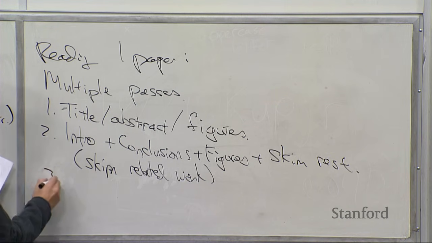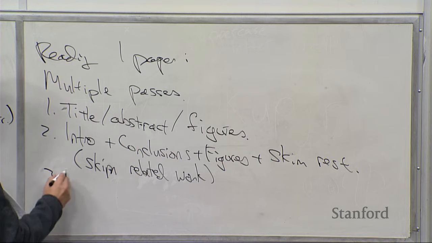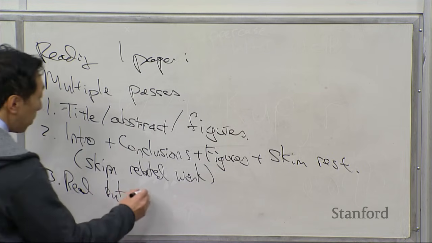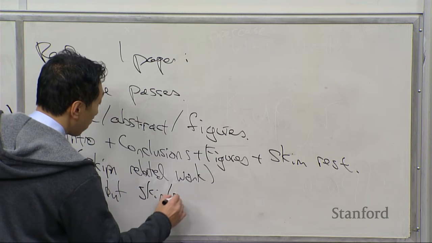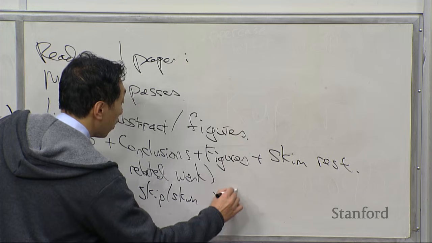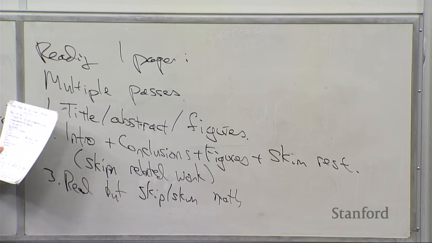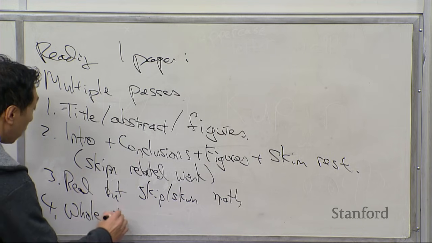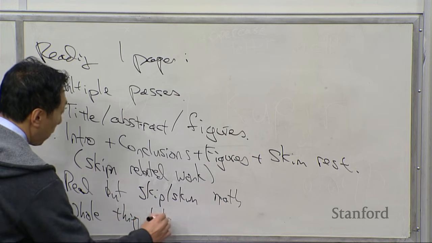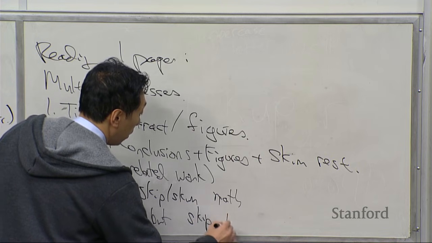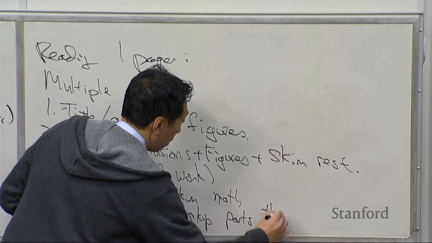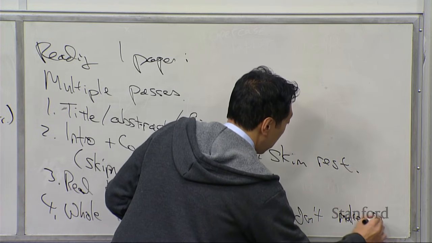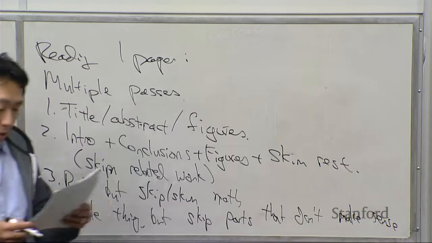And then step 3, I would often read the paper, but just skip the math. Right? And step 4, read the whole thing, but skip parts that don't make sense. Right.